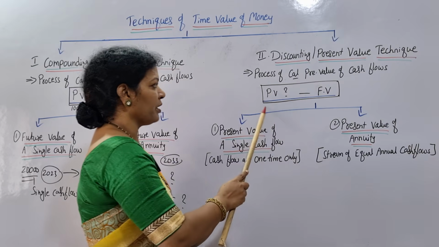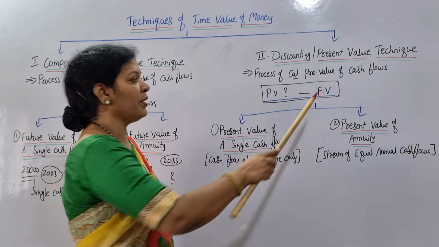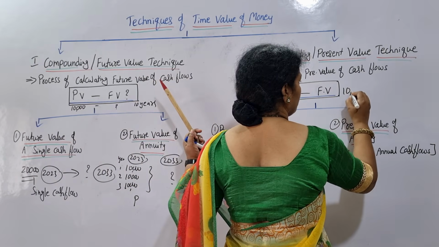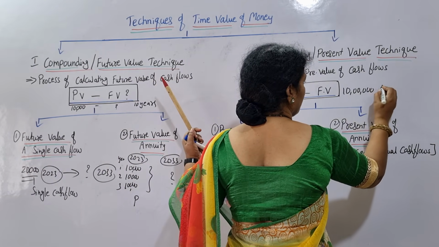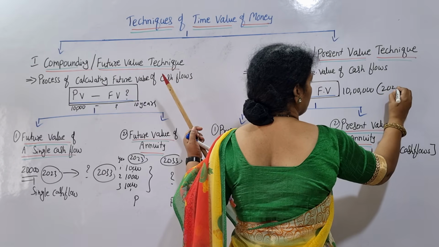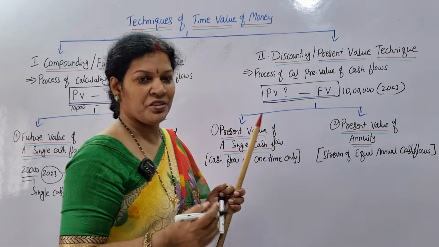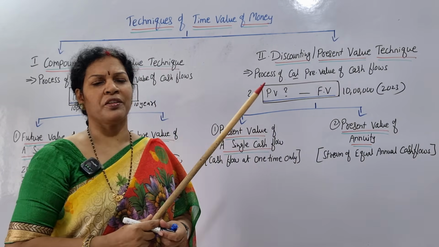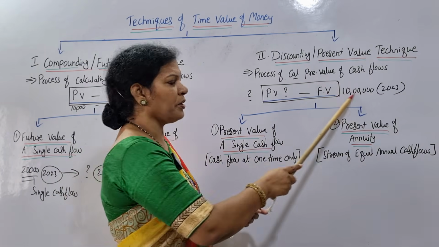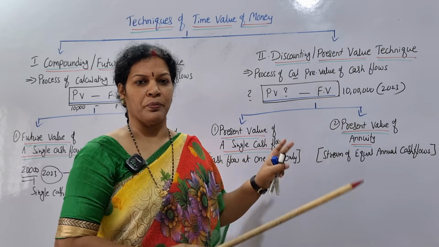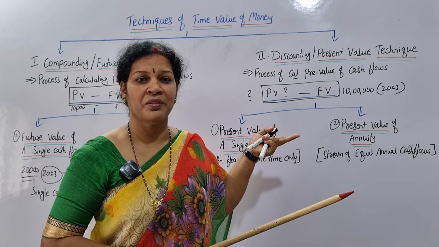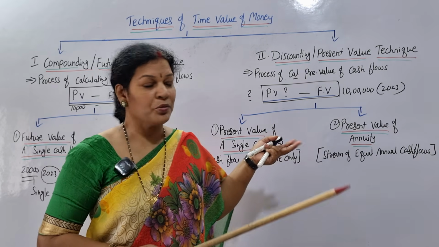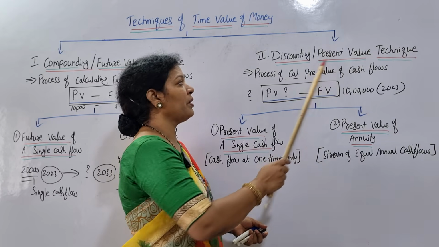In a nutshell, we can show it like this: present value is how much, when you know the future value. In the example, in future I am going to get 10 lakh after 10 years, that means 2023. I don't know the present value. If LIC, our banker, or somebody says they will give 10 lakh rupees in 2023, but right now what is the value? If you know the value right now, you can deal according to that. That concept is discounting or present value technique.